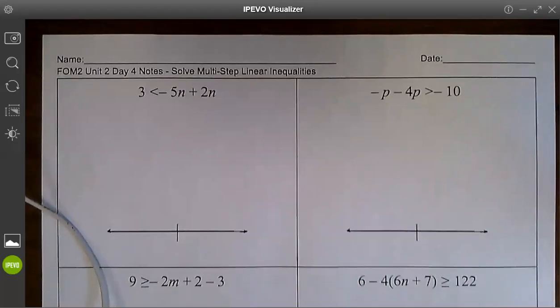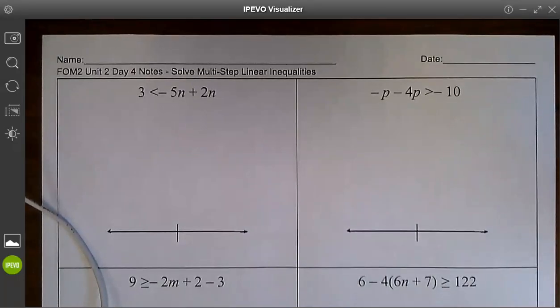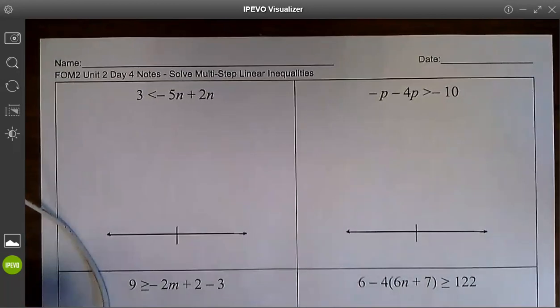Foundations in Math 2, solve multi-step linear inequalities, Unit 2. All right, so the biggest rule when you're solving inequalities is when you multiply or divide the entire equation by a negative, you have to flip the inequality. We'll talk about shading and all of that.